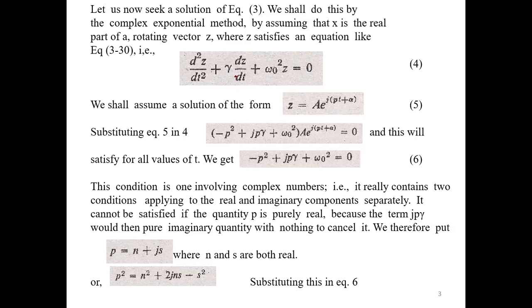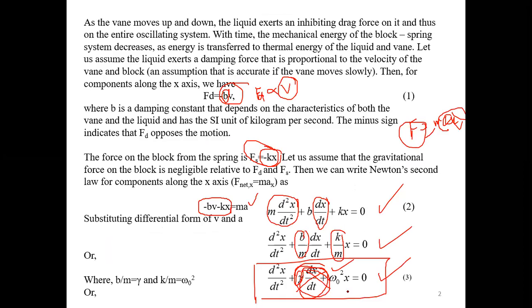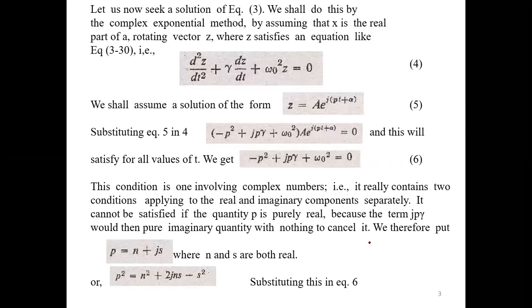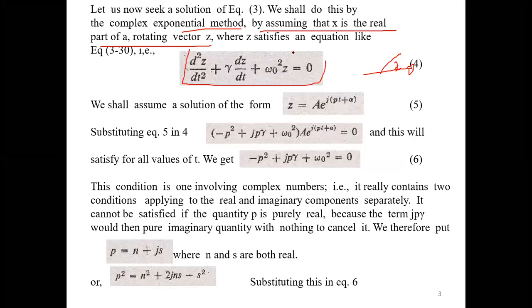See, our previous equation is d²x/dt² + γ dx/dt + ω²x. So we will convert this into the complex plane, the z plane. We'll do this by the complex exponential method, by assuming that x is the real part of a rotating vector z. Suppose we choose a rotating vector z, it is rotating, and the real part of z is actually x. So in that case, in the complex plane, the equation will become d²z/dt² + γ dz/dt + ω²z equal to 0.